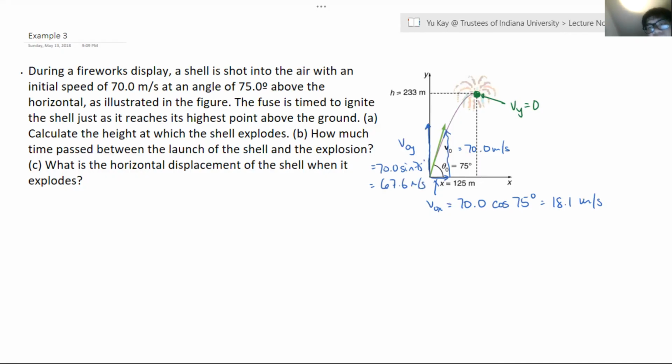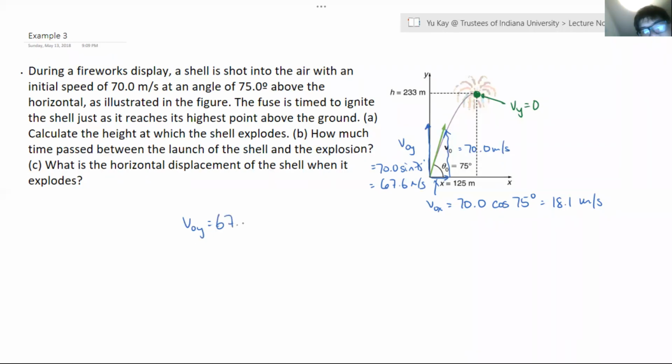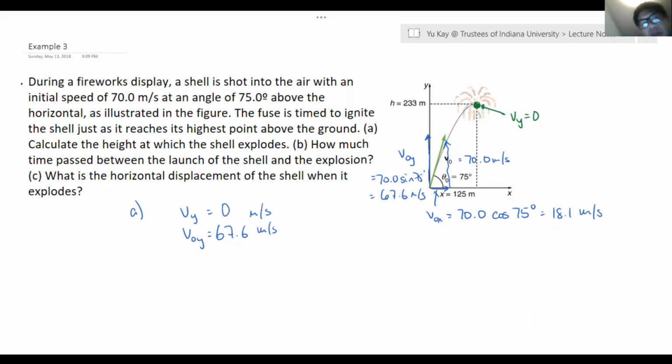So now I need to solve this. I've got V0y, the initial velocity in the y direction, which is 67.6 meters per second. The final y velocity is 0 meters per second. Okay, I don't know what time it is, and I don't know what height it is.